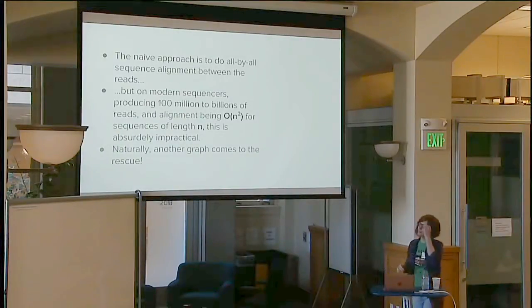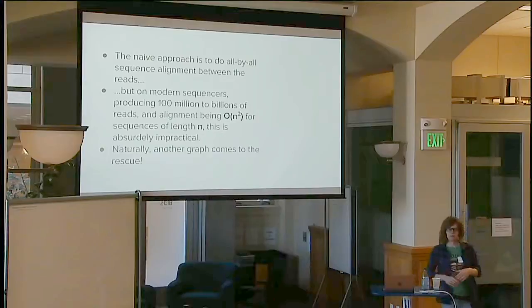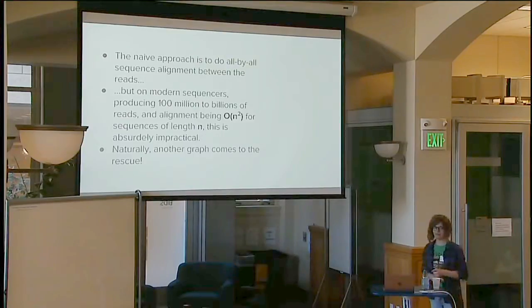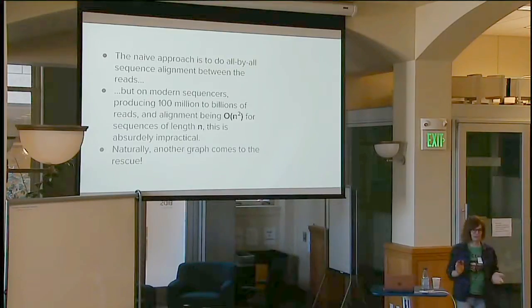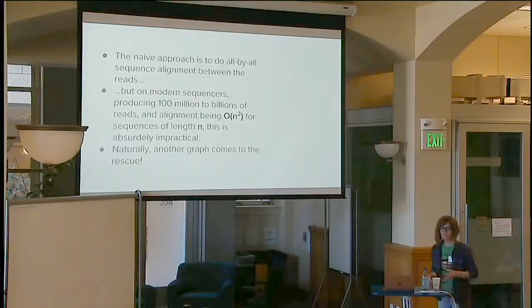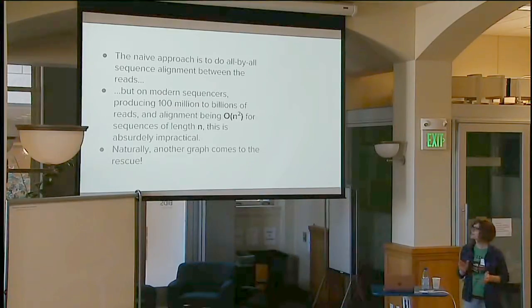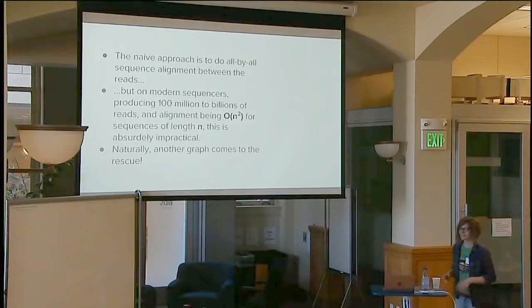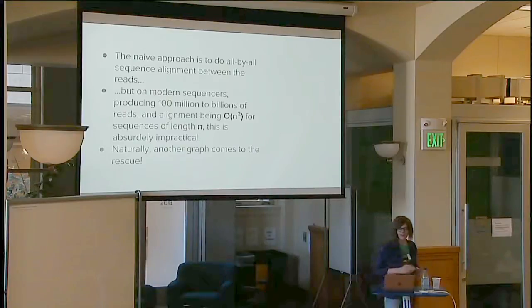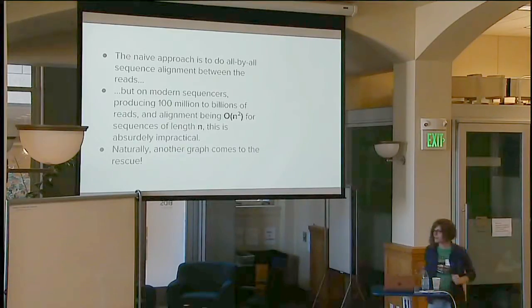So a naive approach might just be to do an all-by-all alignment between all of the reads, right? But on modern sequencers where you have like 100 million reads or maybe 1 billion reads, maybe metagenome samples, you have like 10 billion reads. This is obviously absurdly impractical. Individual alignment between two sequences is order n squared, more or less. And then if you have order n squared to actually do all those alignments, this would just explode, right? So naturally, in order to help solve this problem, another graph structure comes to the rescue.